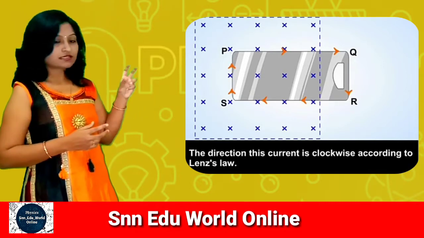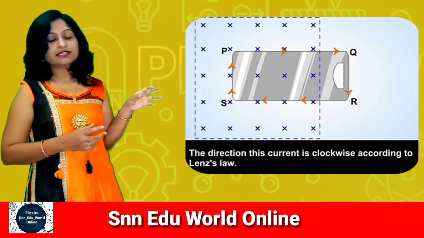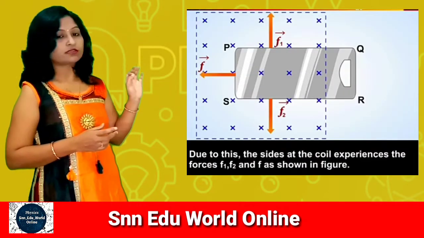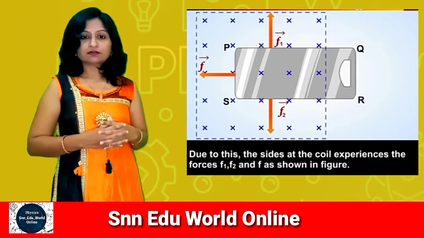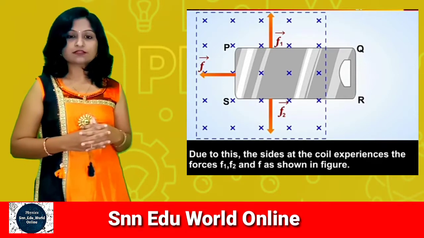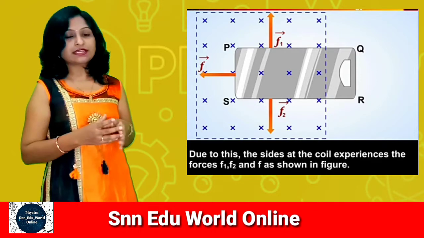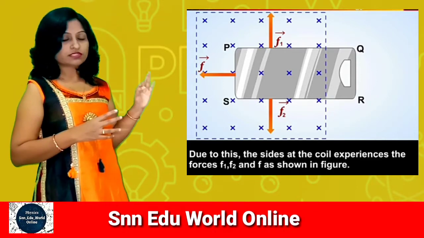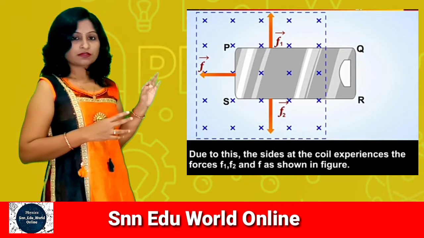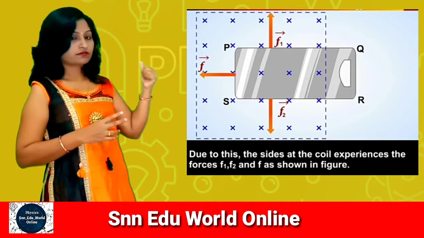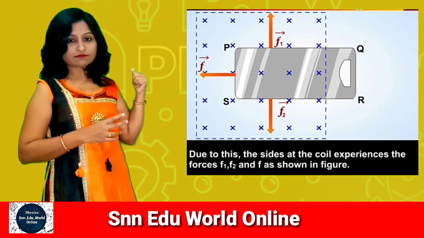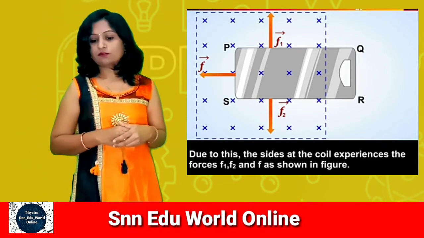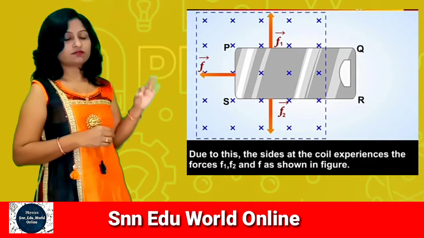Now, due to this current flow, three forces are developed on the three sides of the coil PQRS, the three sides which are inside the field. So the first is F on the side PS, F1 on the upward side and F2 on the downward side. Okay, these three forces are developed here.